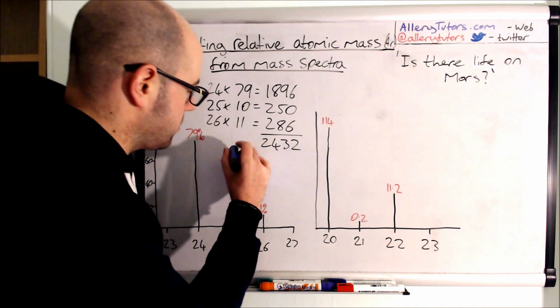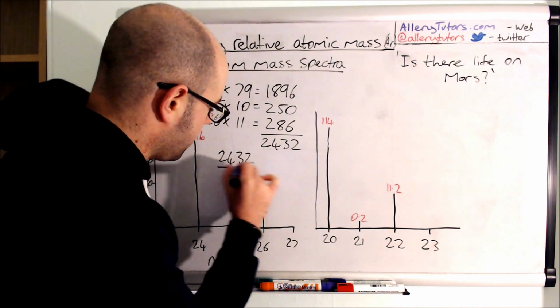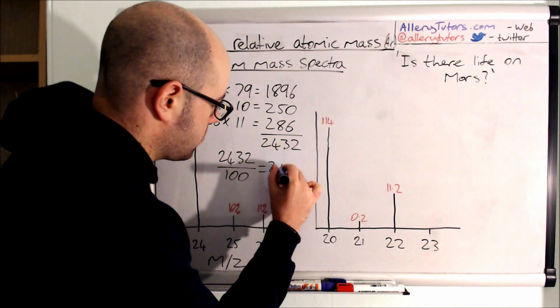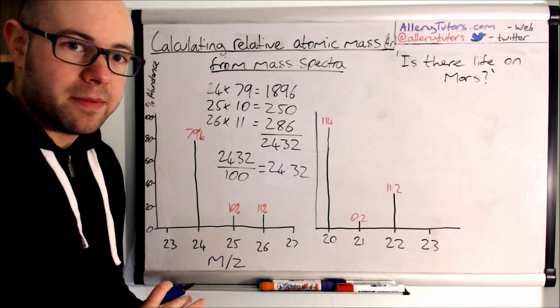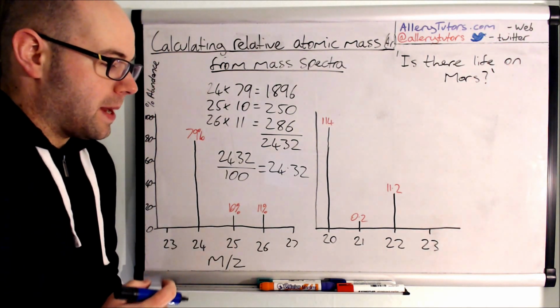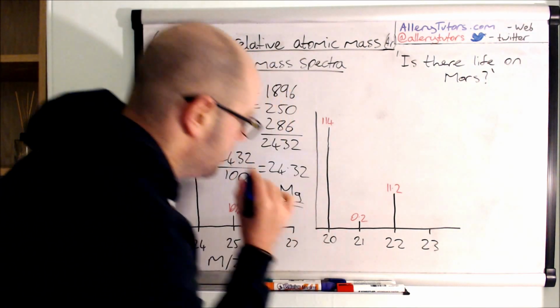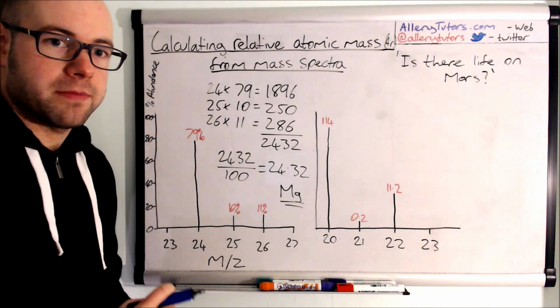So in this case, it's just 2432 divided by 100, because that's our total abundance, and that's going to give us 24.32. Now, if we look in our periodic table, we should be able to find that this should actually be magnesium. So I'm going to put Mg there. And so we've been able to identify the element as well.